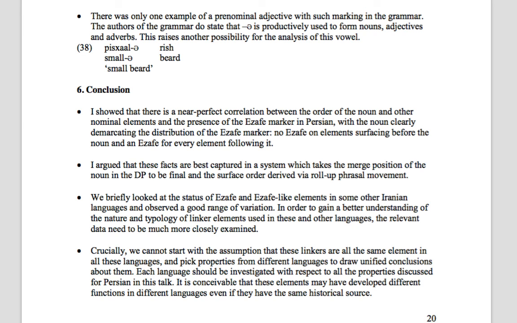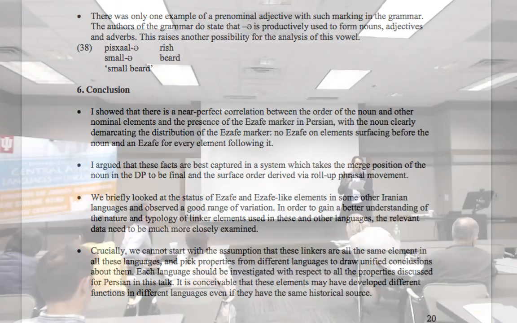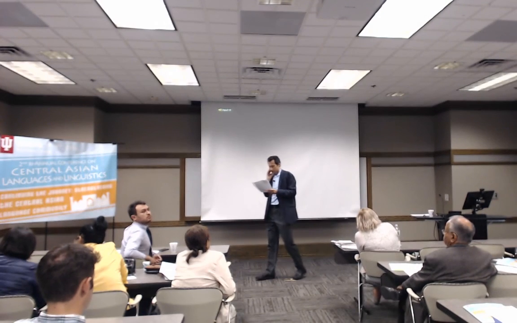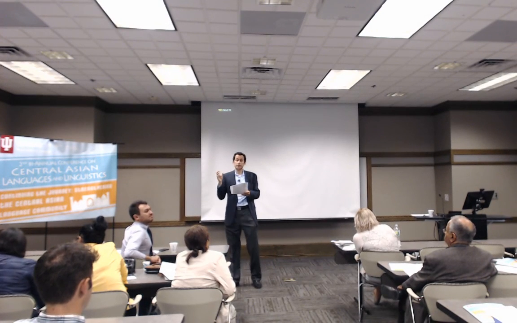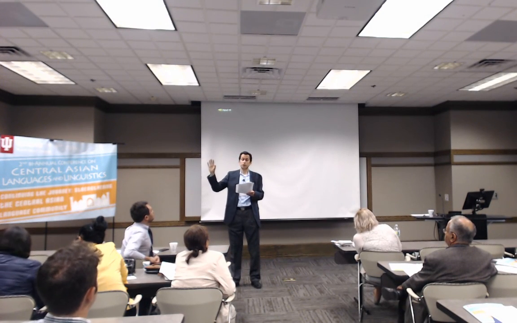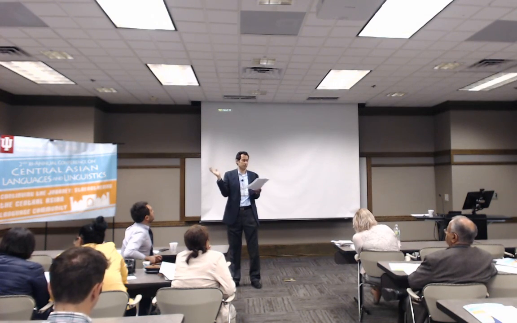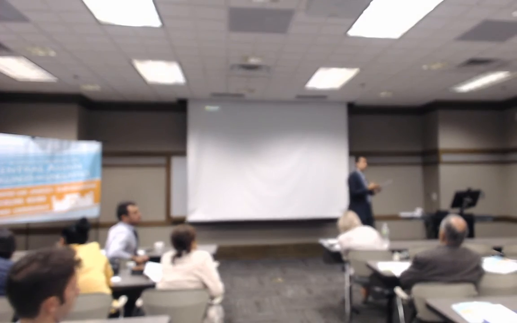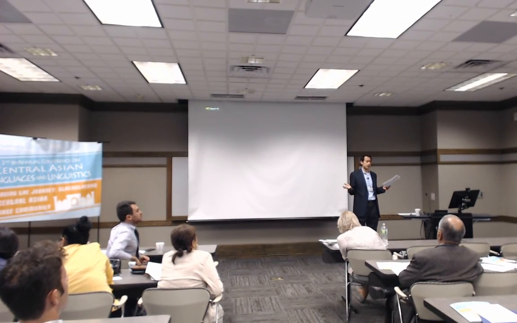And pick the properties from different languages for this unified thing, which is the Ezafe. We have to look at each language very closely and very carefully, the same way maybe that, at least for Persian, I think I've done a bit of that. And it's also conceivable that these elements, even historically, might have started off as the same thing, right? They have the same historical point, but they might have developed into different things in different languages.